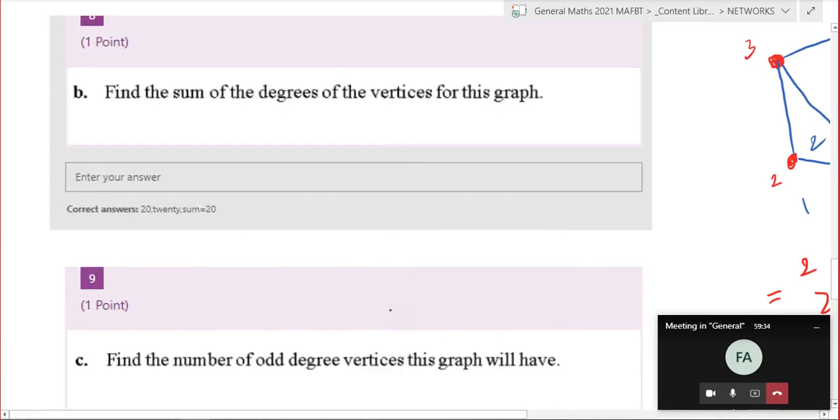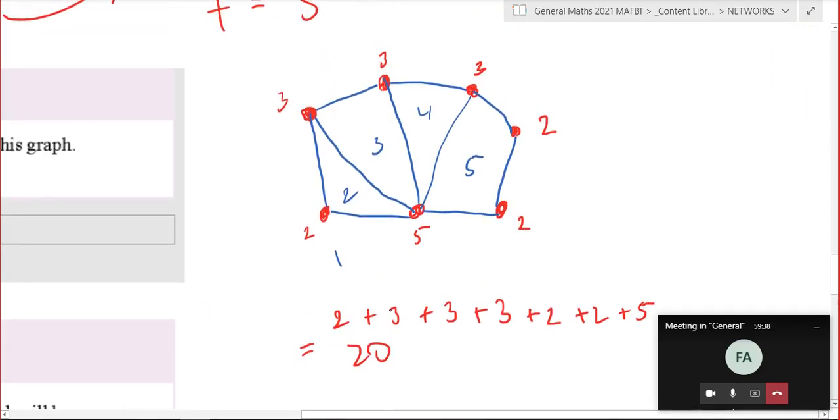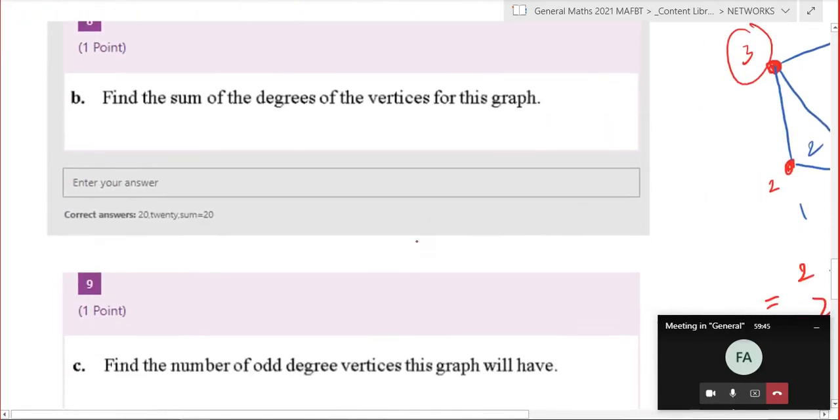All right, next part. Find the number of odd degree vertices this graph will have. Because I've drawn the graph already, how many odd degrees are there? 1, 2, 3, 4. Okay, so there's going to be 4.